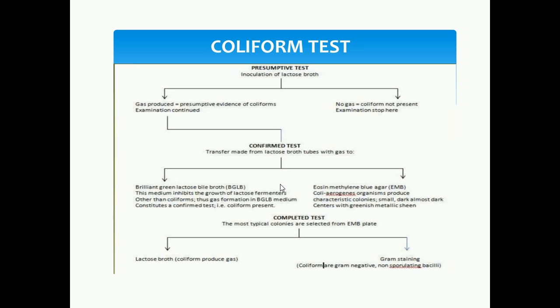Next we will do the completed test, that is the most typical colonies are selected from the EMB plate, then these colonies are placed in lactose broth and gram staining is done. In this lactose broth, you are observing whether coliform produces gas or not. In gram staining, coliforms are gram negative non-sporulating bacteria. Then this test is completed.